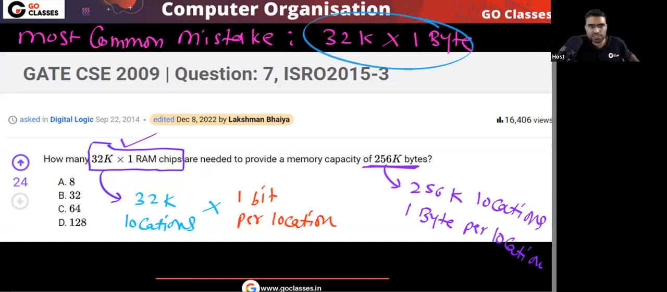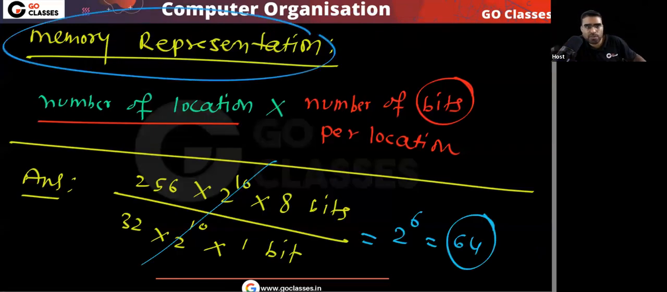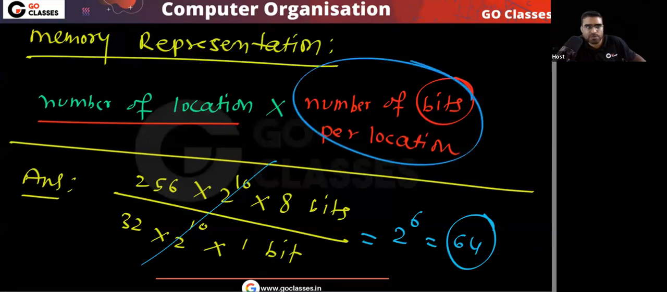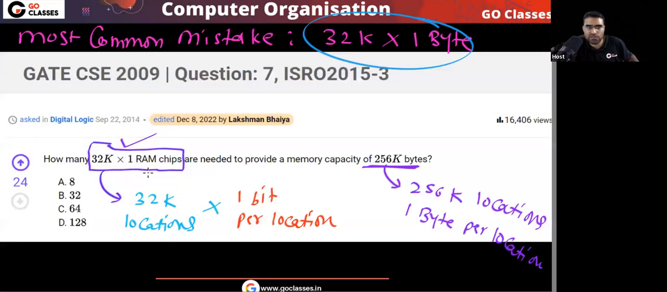But in the first class, I told you that this is the memory representation: number of locations multiplied by number of bits per location. How many bits are there per location? So you can solve this question very easily. These are the memory chips you need to use, to create a memory capacity of 256K bytes. So how many chips will be needed? Divide this by this, you get 64. This is your option C. So that's it.